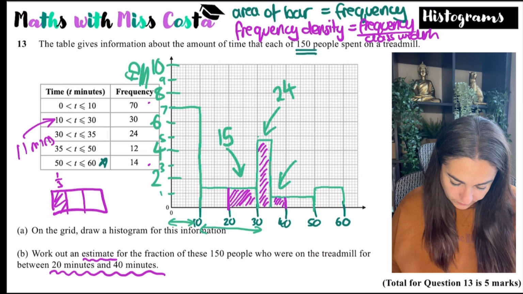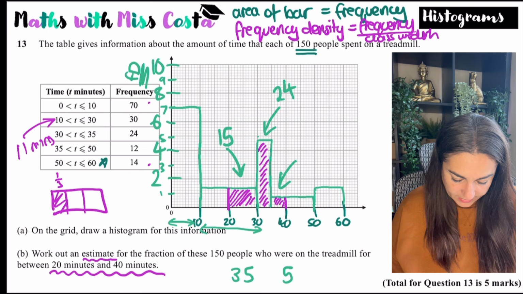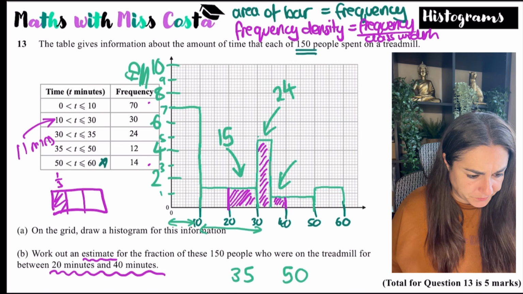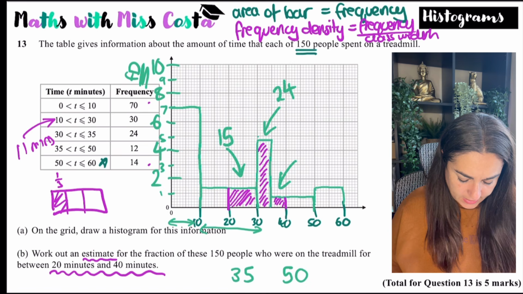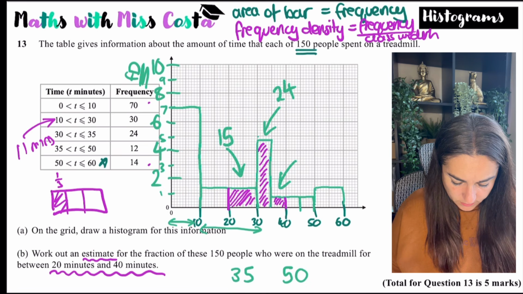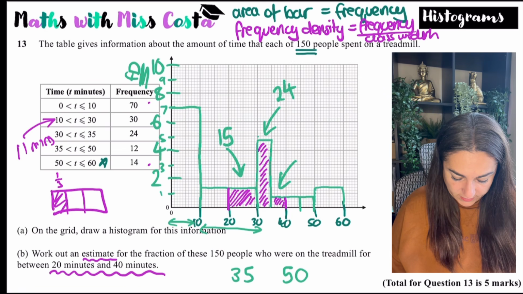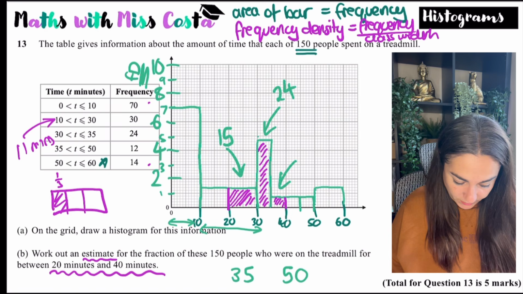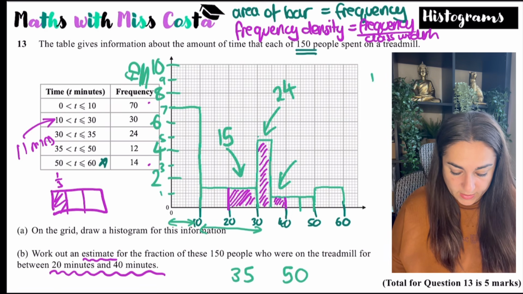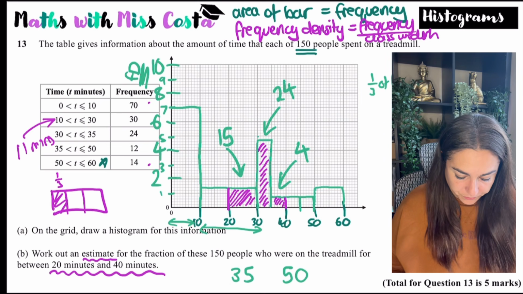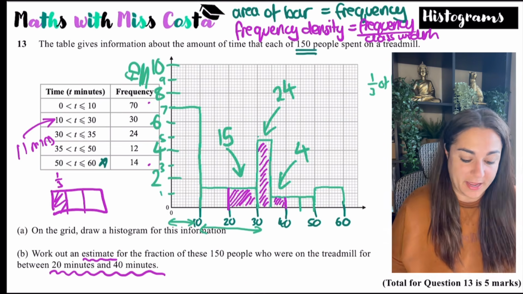And then here, this one's a little bit trickier. It's between 35 and 50, and that is a gap of 15. So it's not that tricky actually. We just need to work out a third of whatever the frequency of this bar is. Between 35 and 50 were 12 people, so a third of 12 is going to be 4. So that's going to be an estimate for how many people there were.